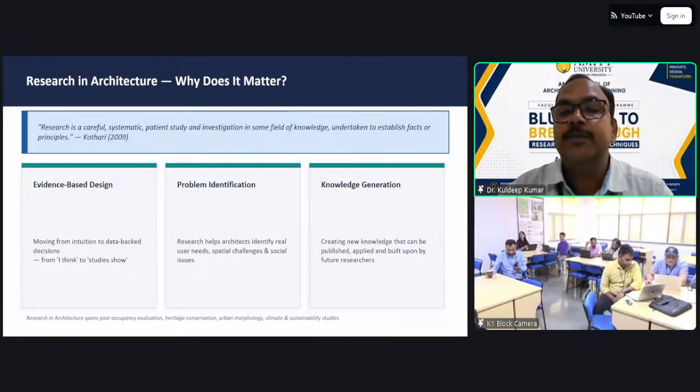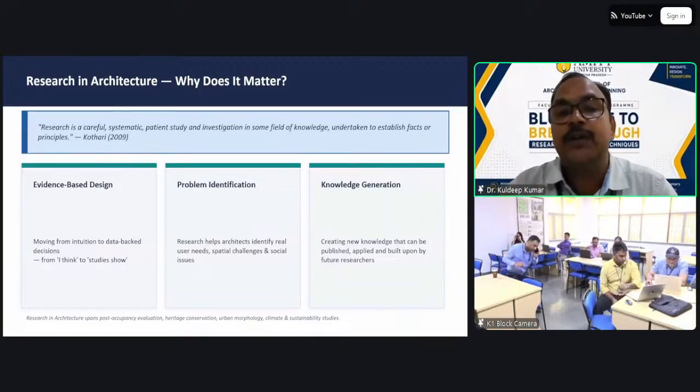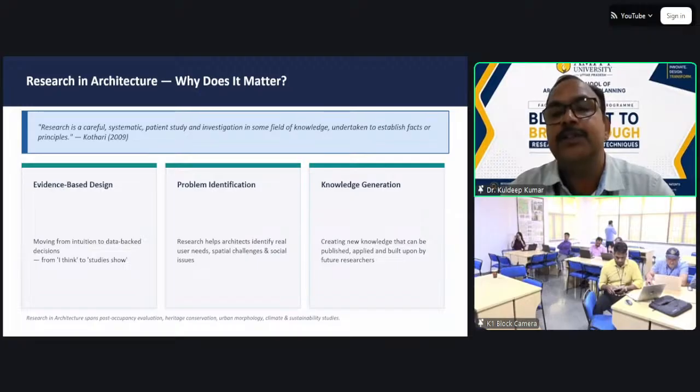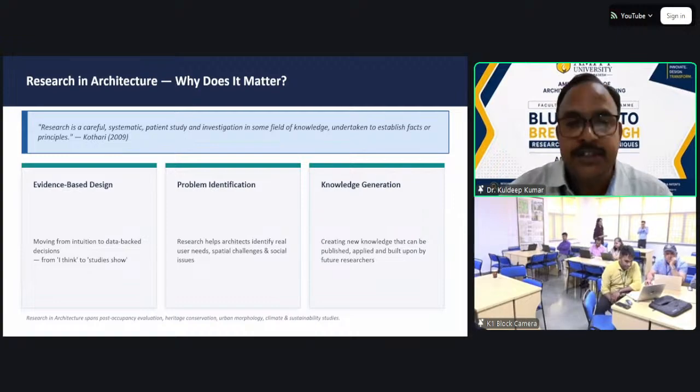In evidence-based design, it's like moving from 'I think this works' to 'studies show that this works', from subjective assumption to objective knowledge. This is what gives architecture credibility in a multidisciplinary setting, working with engineers, policymakers, and other stakeholders.